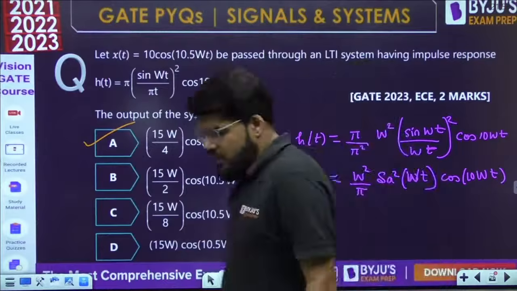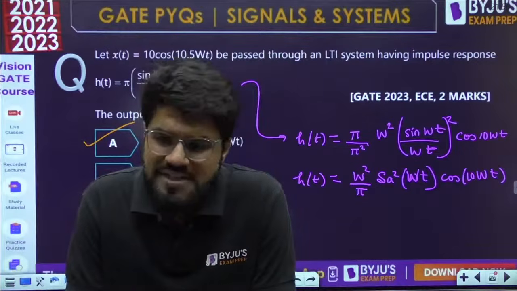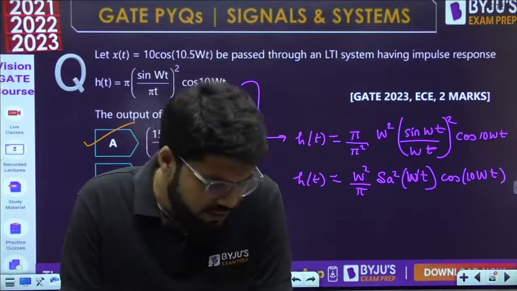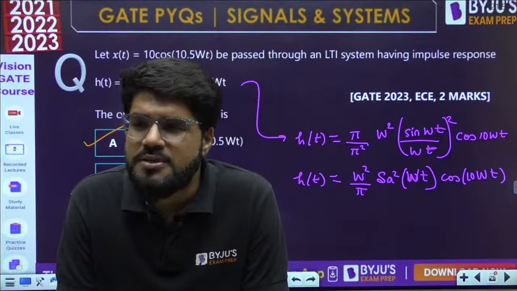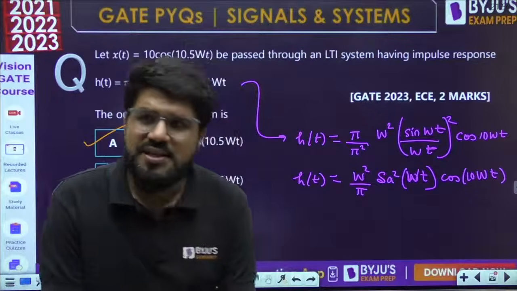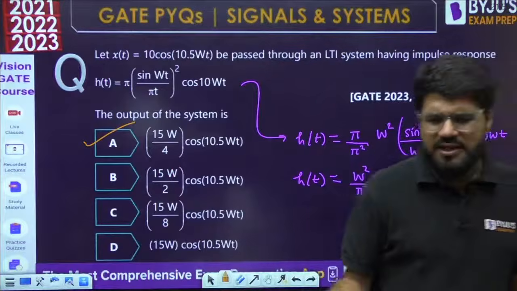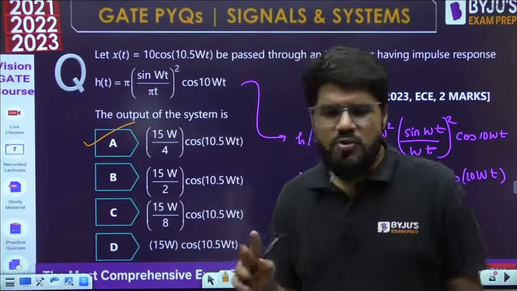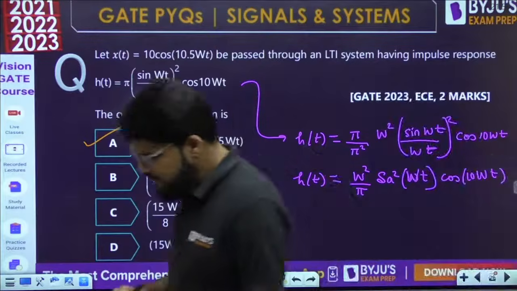Actually, 2022 and 21 were a little good question, a little good paper for EC. This year 2023 we had a little easier paper for EC, not much, but signals and EDC, 2-3 subjects were good. Signals was good this year also, 2023. 4-5 questions in signals were easy, 1 or 2 questions were on the good side. This is one of them. Okay, let's go to the next question.